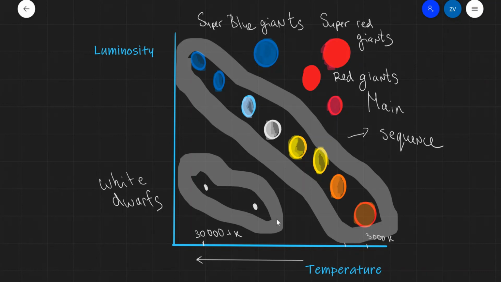Our sun is a yellow main sequence star and is located somewhere in this region of the HR diagram. Over the course of its life cycle the sun will, for instance, turn into a red giant, so it's going to travel from this region to this region into the red giants, and then finally it's going to finish its life cycle as a white dwarf.